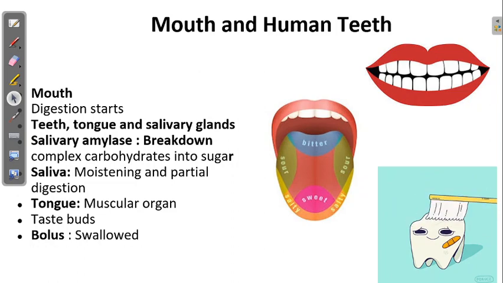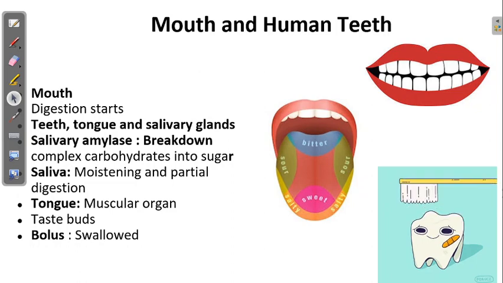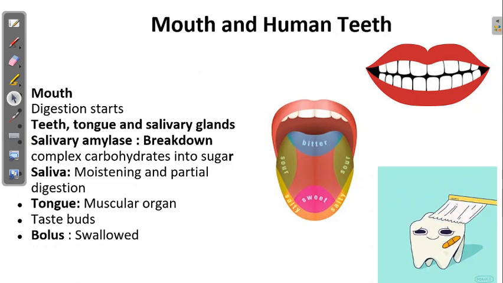First, we talk about the tongue. The tongue is a muscular organ. We all know it is a muscular organ. It has three functions. The first function is it helps in taste of the food. Second, it helps in the formation of bolus. And third, it has different taste buds.